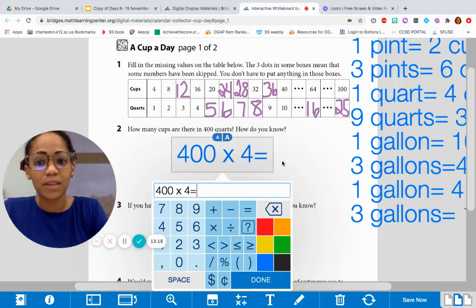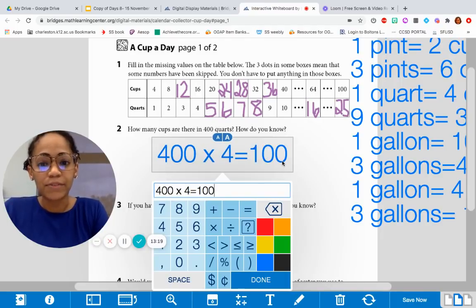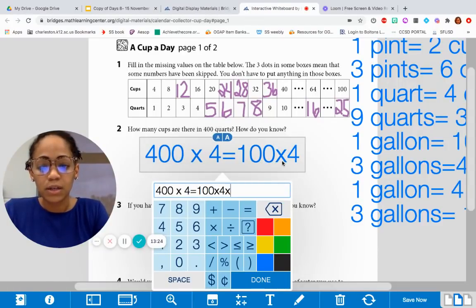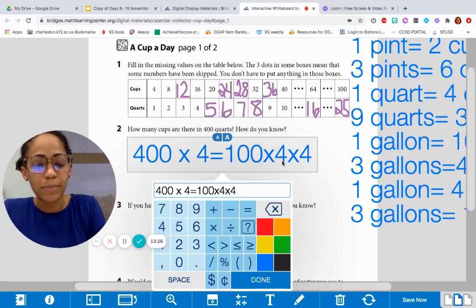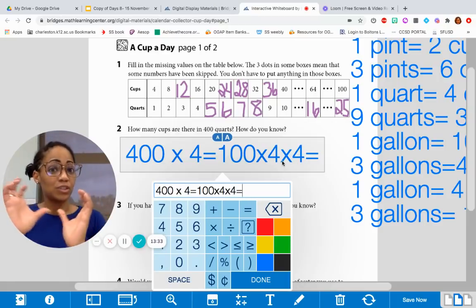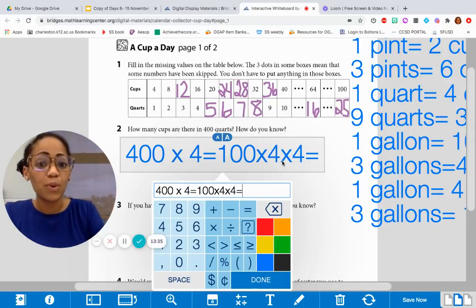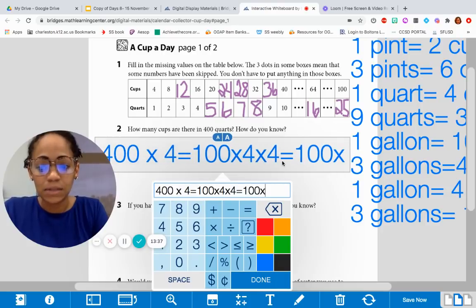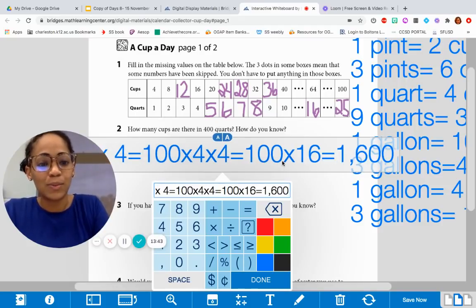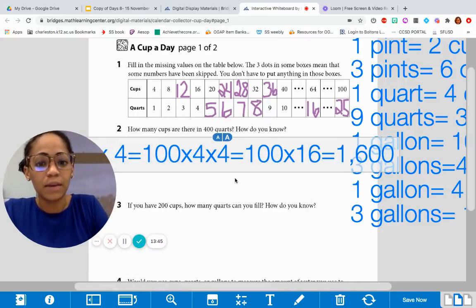1,600? If you didn't get that, I'm going to break 400 up into 100 times 4. And then we still have times 4. And I could put my parentheses there. And then I can reassociate. Instead of doing 4 times 100 to get 400, I do 4 times 4, which is 16. And now I can clearly see that I have 16 hundreds. And that is what that would look like, okay?